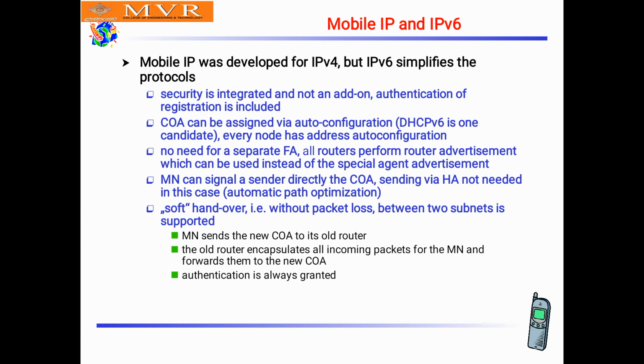Here we will see how mobile IP and IP version 6 were developed. Mobile IP was developed for IPv4, but IPv6 simplifies the protocols and its security is integrated, not an add-on, and authentication and registration are included. Care of address can be assigned via automatic configuration, so there is no need for a separate foreign agent, and the mobile node can signal to the sender directly the care of address, with soft handover. The mobile node sends the new care of address to the old router. The old router encapsulates all the incoming packets and forwards them, and authentication is always granted.